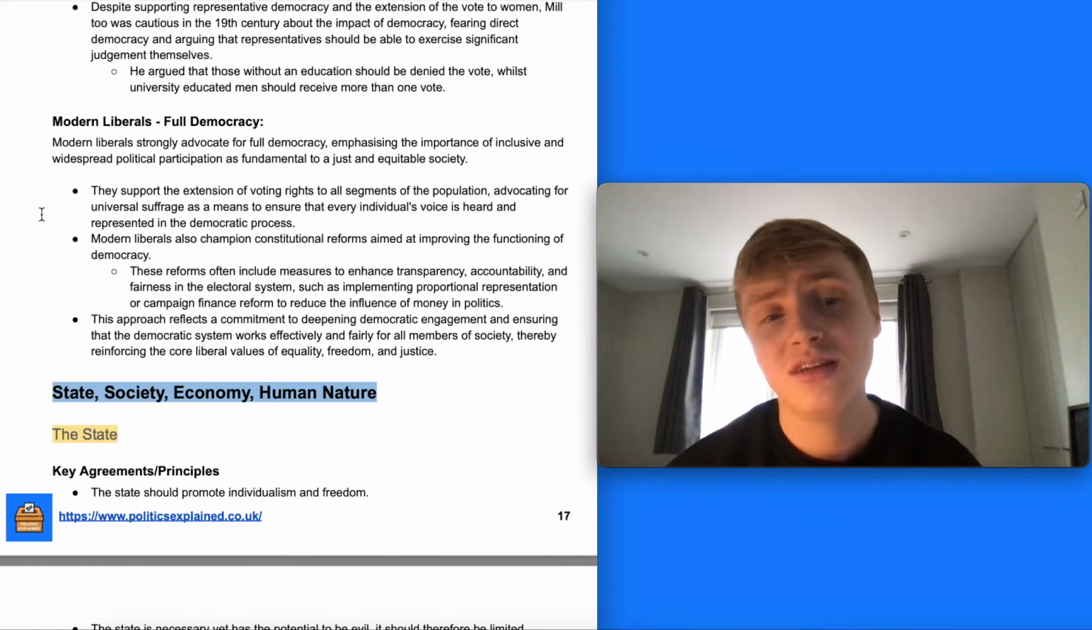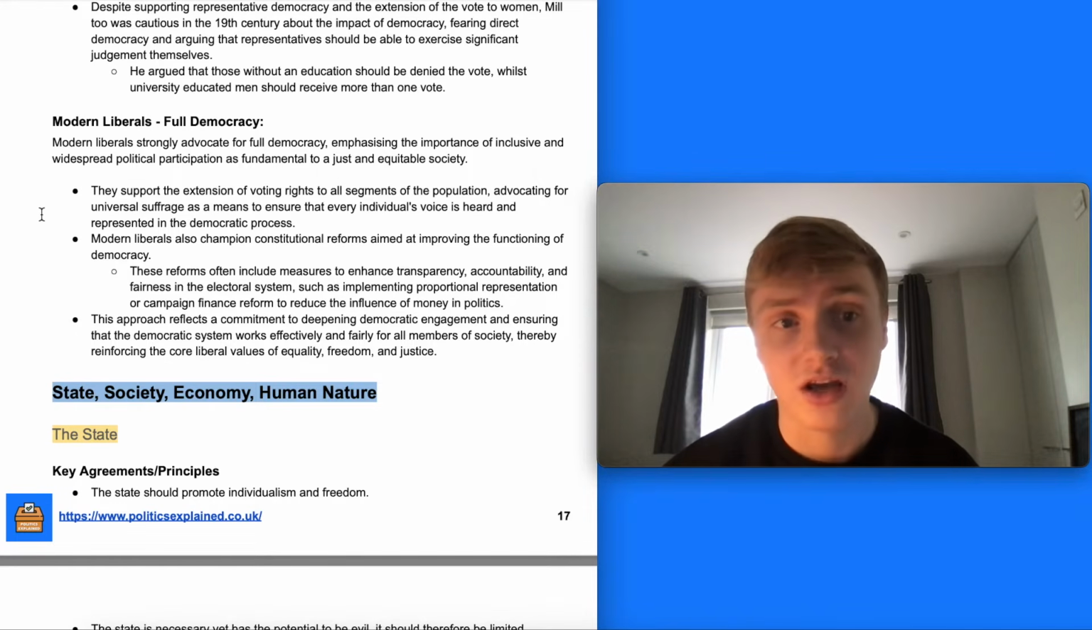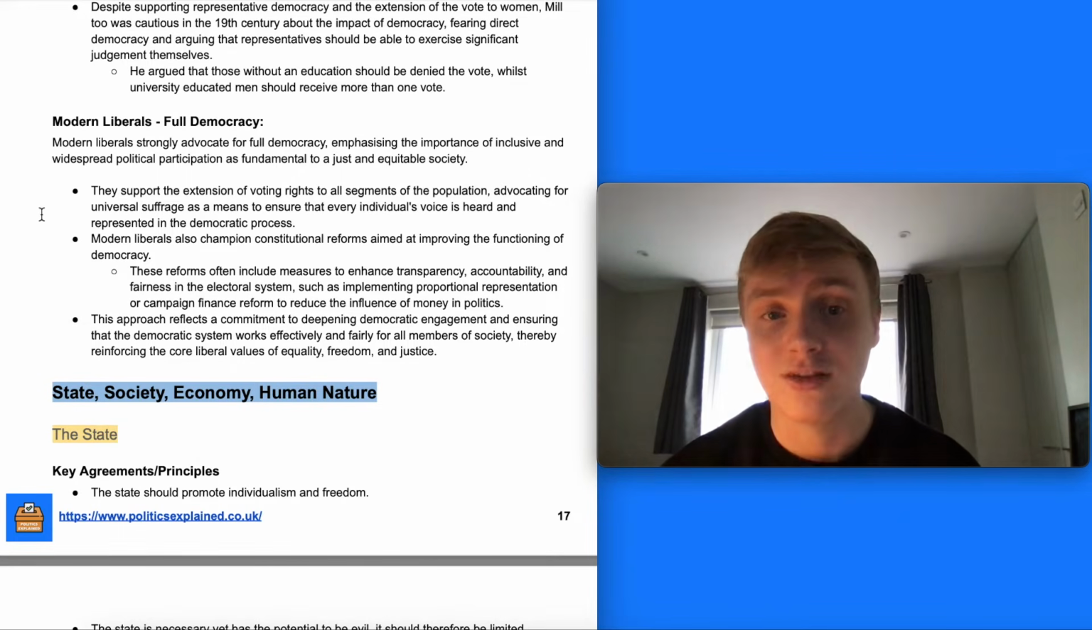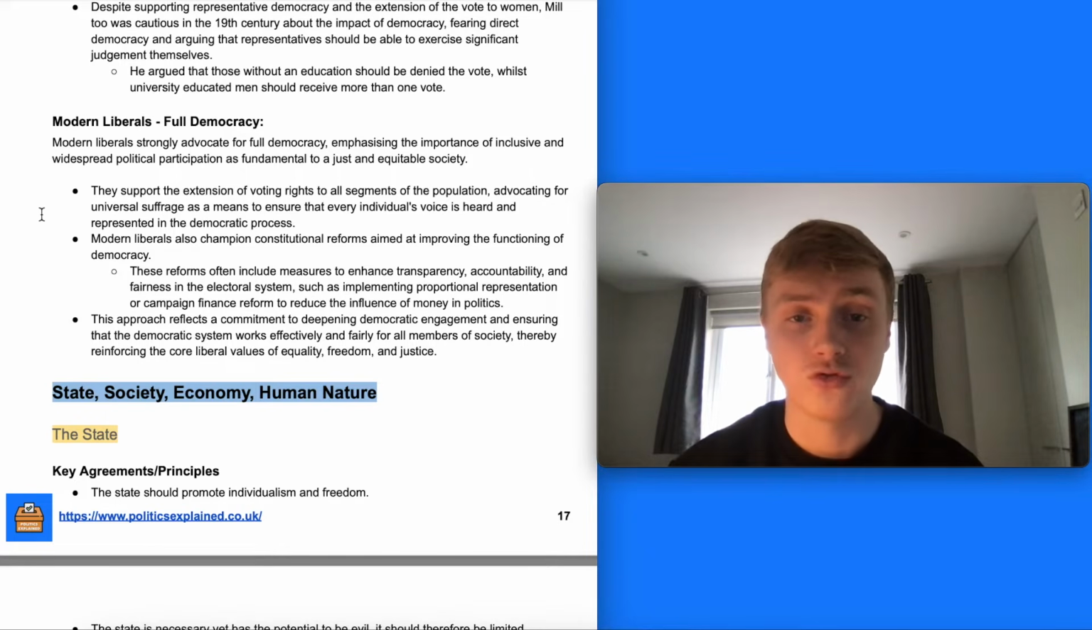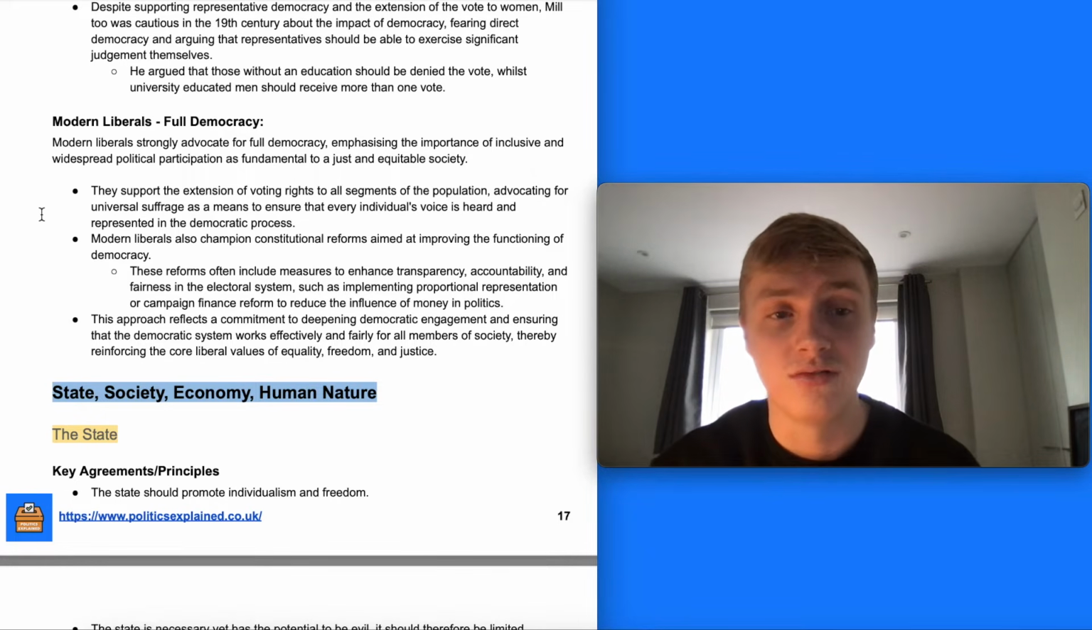They also see this in their championing of constitutional reform, aimed at improving the functioning of democracy, often including measures to improve transparency, accountability, and fairness in the electoral system. So in the UK, you see that in a promotion of proportional representation, as opposed to first past the post.